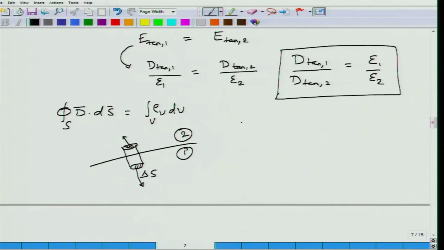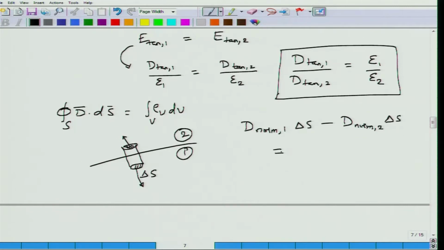If I write down the left hand side, what I get is D normal 1 into delta S minus D normal 2 into delta S, right? This minus sign indicates that delta S, the normal to the top and bottom surfaces, are in opposite directions. Which one is minus and which one is plus is not really important. It's just that these two are opposite in nature, that is important. Now let us see what happens to the right hand side.